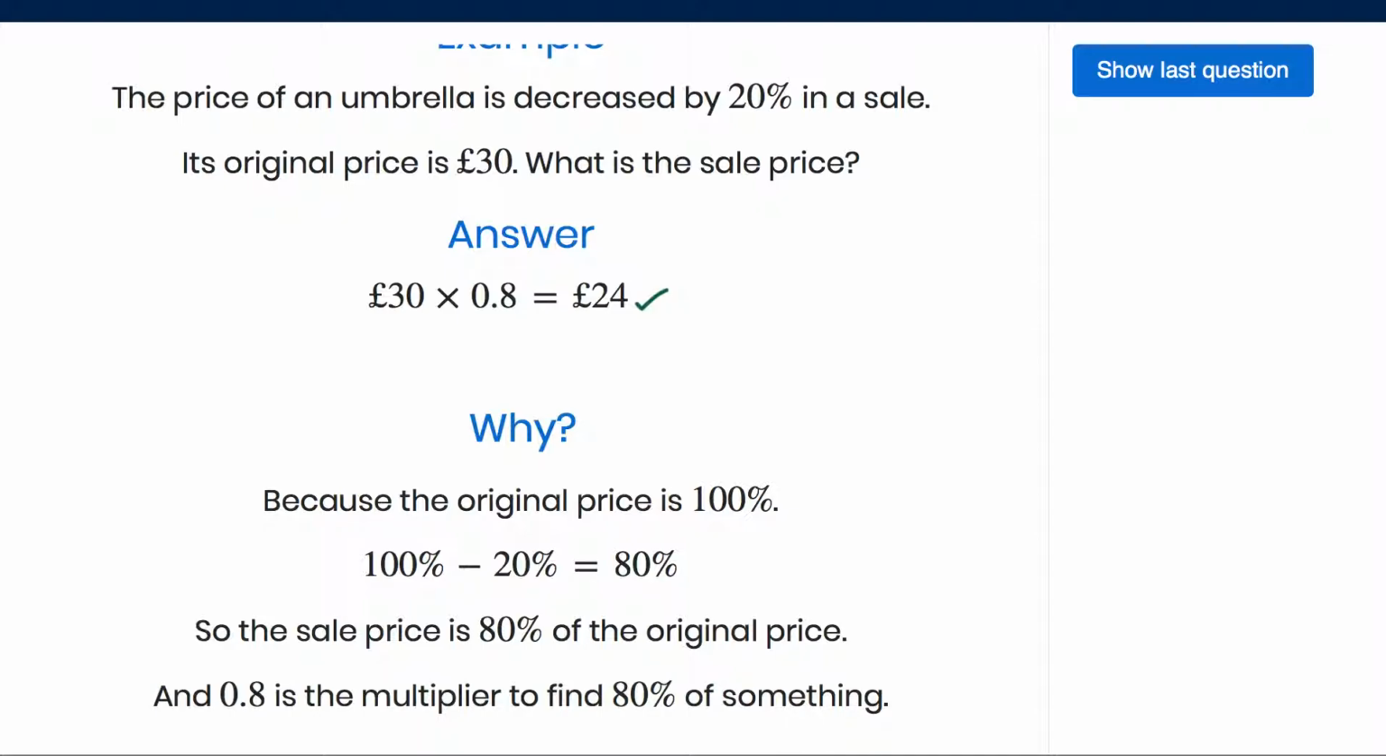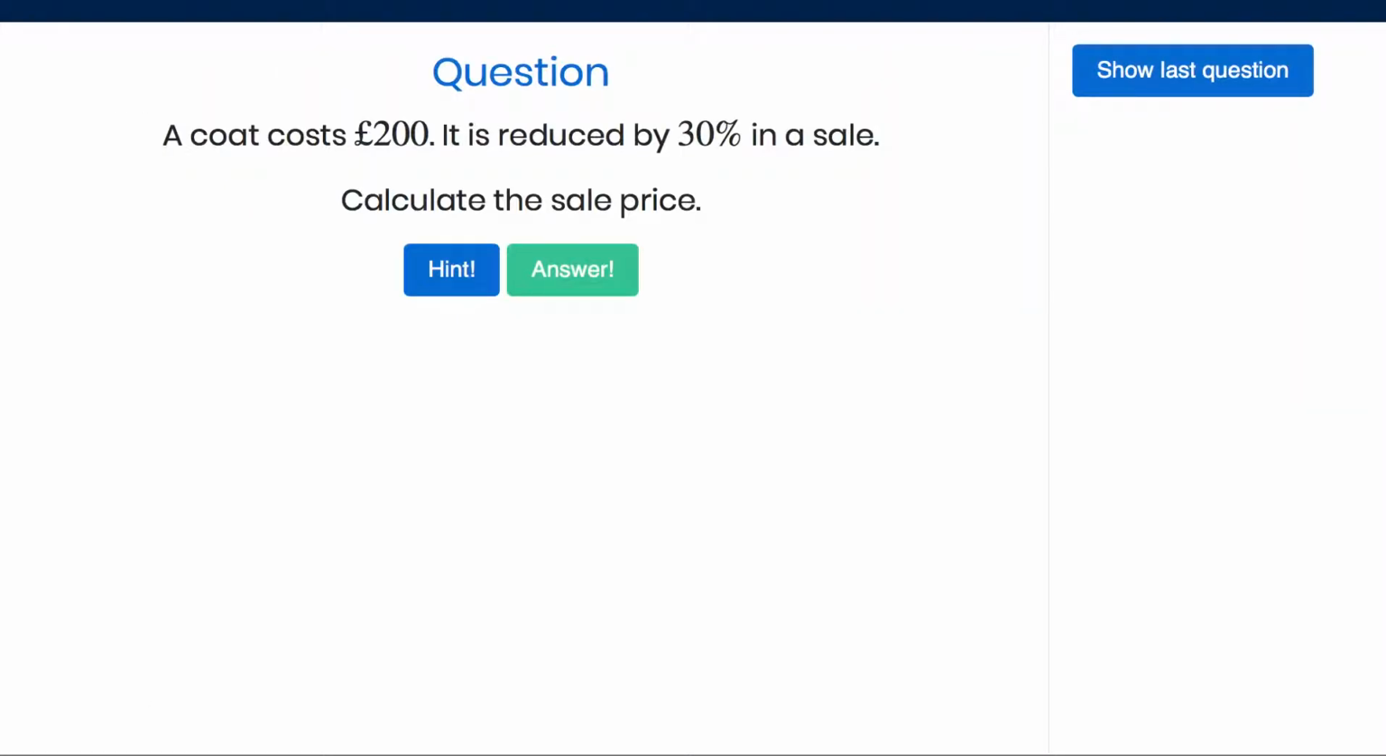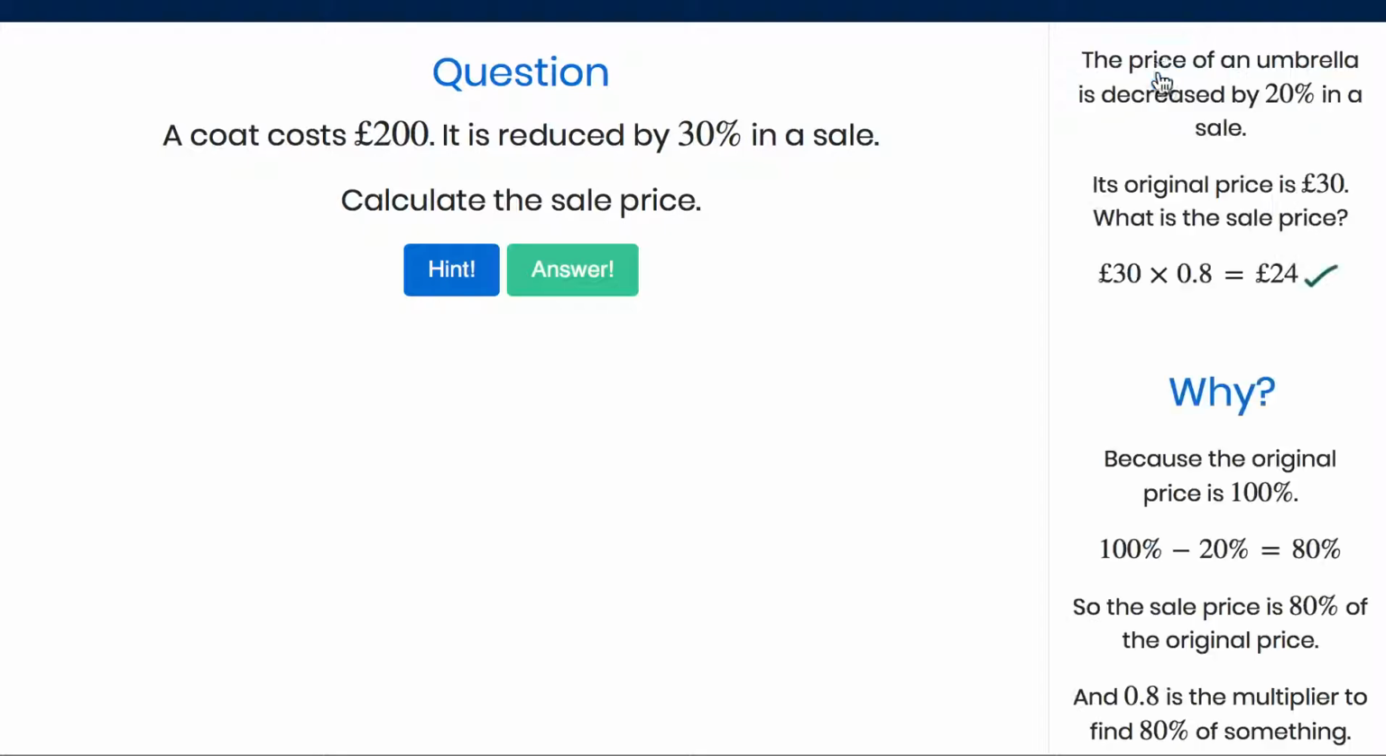Okay, now it is your turn. Here is another example. A coat costs £200. It is reduced by 30% in a sale. Calculate the sale price. Follow the method from the last question shown here on the right hand side. Pause the video and have a go.